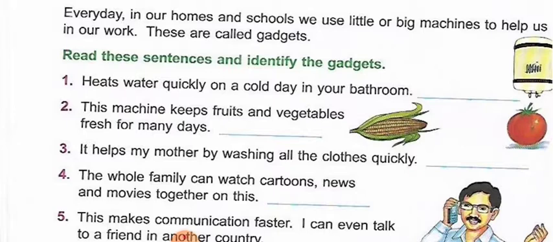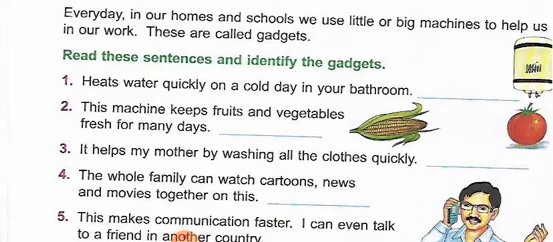Children, do you remember? Can you identify this? What can it be? It heats water quickly on a cold day. In the winter season, we feel cold, right? So we want hot water to bathe, isn't it? It is not always possible that we use an oven for doing that. So there is a machine which heats water quickly, so you have to name that machine.